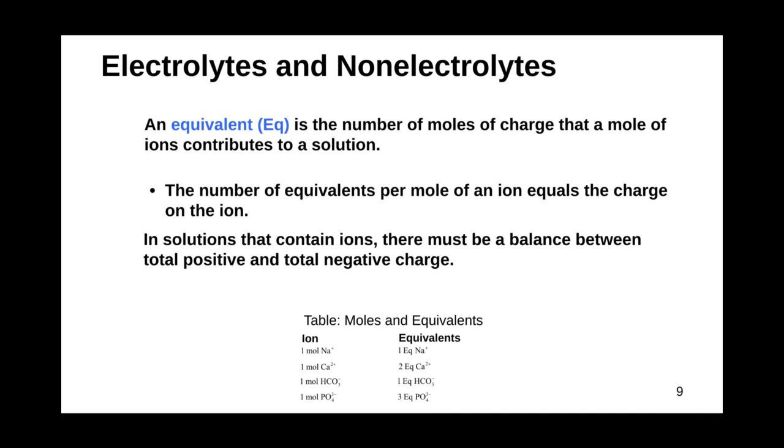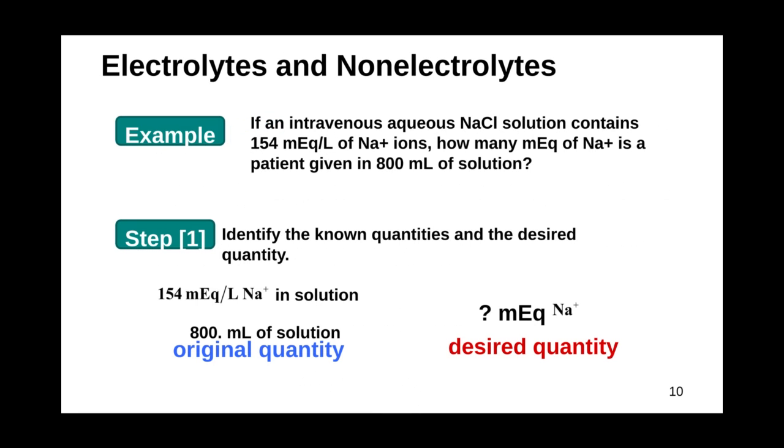So really easy, right? Conceptually easy, but you can actually do some math based around this, and so it's more simple algebra, which is good. Now, the example we're going to give is a medical example. Now, if an intravenous aqueous sodium chloride solution contains 154 mEq, so milliequivalents per liter of sodium ions, how many mEq of sodium is in a patient that is given 800 milliliters of a solution?